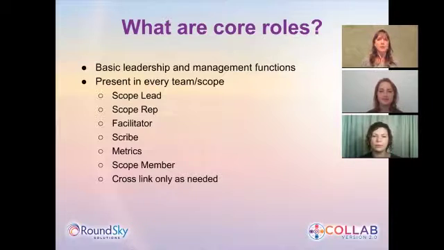Each team can add to these basic expectations. For example, at Round Sky, we also have a scope member accountability of tending and reporting on leads, in addition to the default ones that Collab provides. So how are core roles different from other roles in a scope? In addition to the leadership functions of core roles, we have all the other work that we're doing. For example, in your admin team, you also have a bookkeeper role and a logistics role. And these other roles really help us articulate in a nuanced way the full work of the scope, in addition to the core roles.